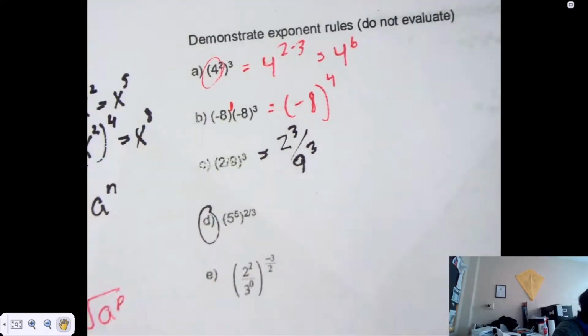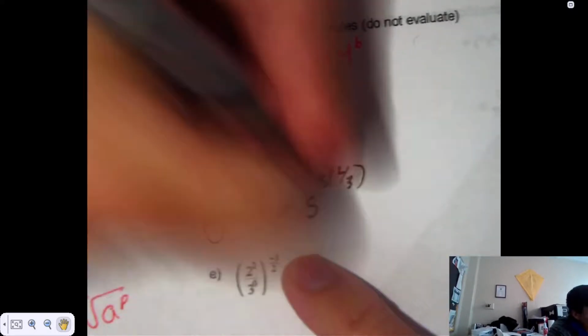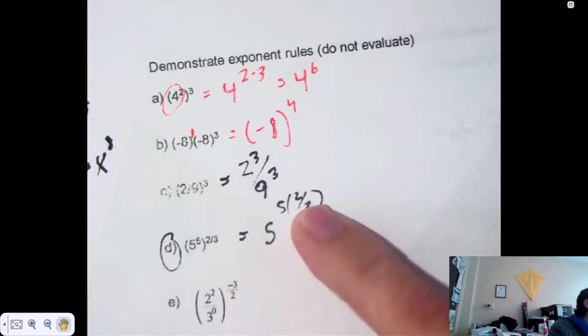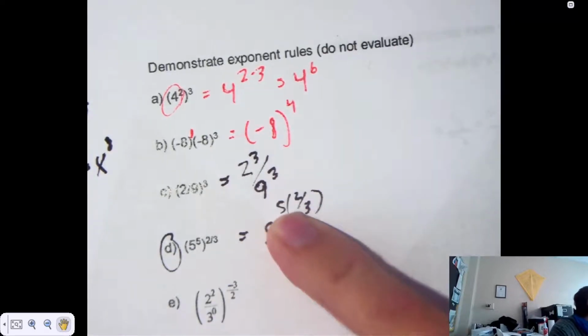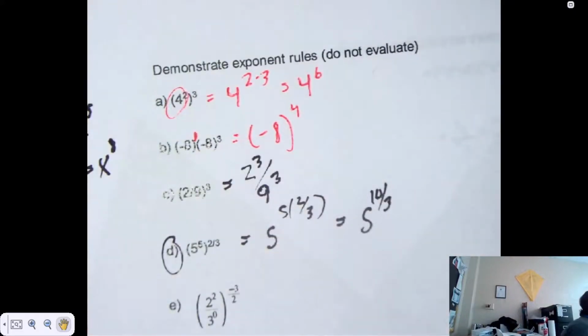What's D look like? Okay, how'd you do that? 5 times 2 is 10, right? You use math, answer correct. But either way, you get 10/3. Don't use decimals with exponents, not until you get into exponential decay and stuff like that.